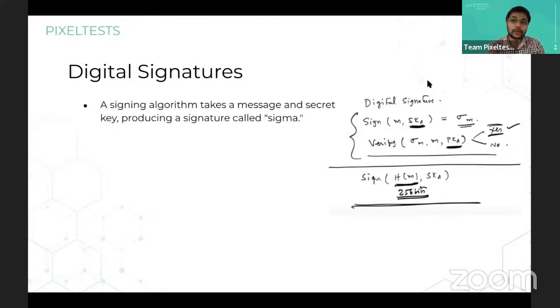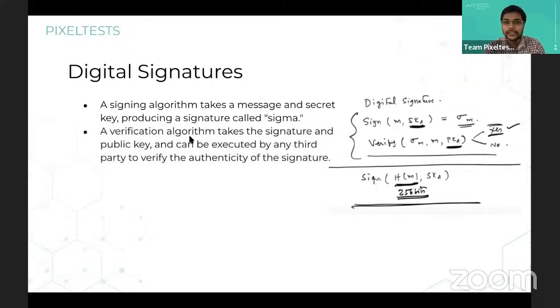So that is what we want to bring to the digital world also. That is where these properties are coming in. A signing algorithm takes the message and secret key and produces a signature. Let's say we call it sigma, right? So the verification algorithm takes the signature and the public key, and that can be executed by anyone. So it can be executed by the person who is getting it, or the person who is trying to do a settlement, or a judge, or a court, right? So anyone can verify it.